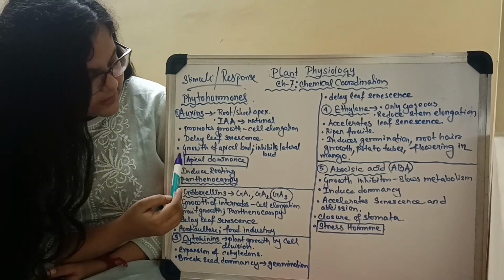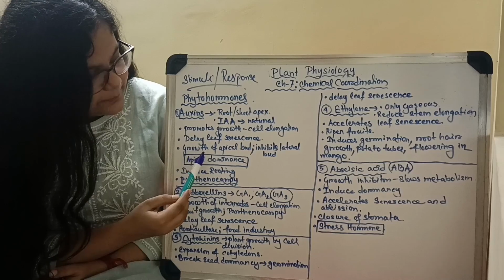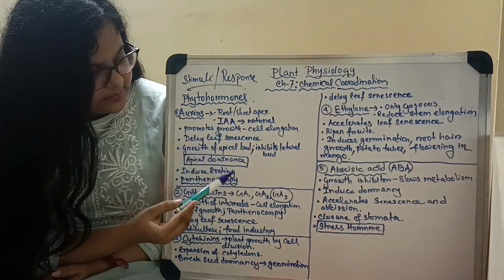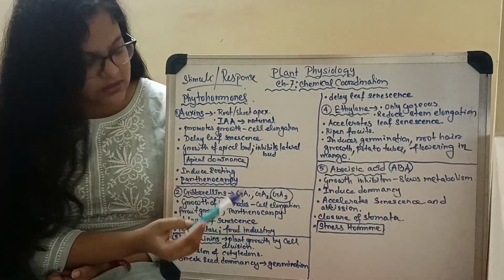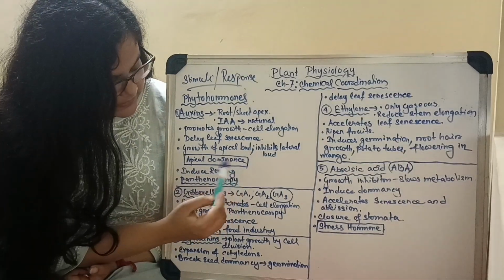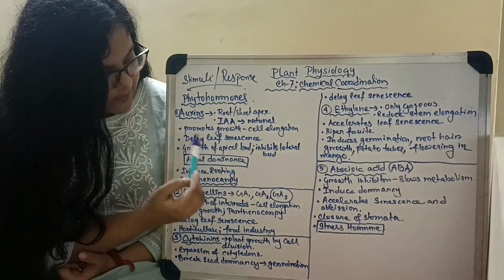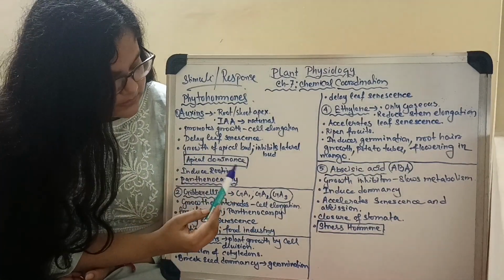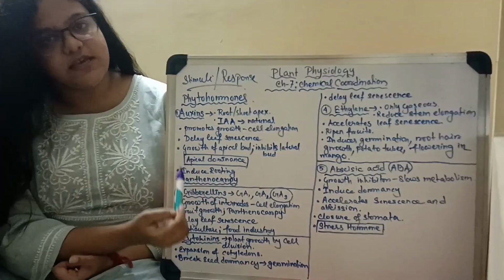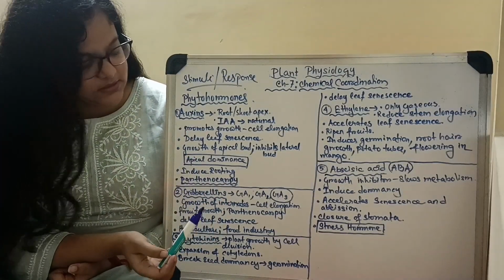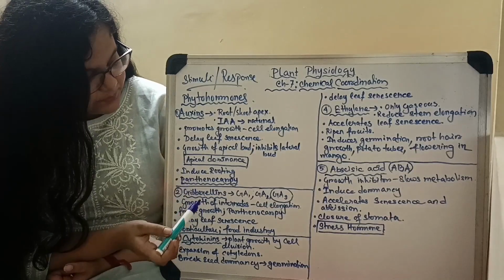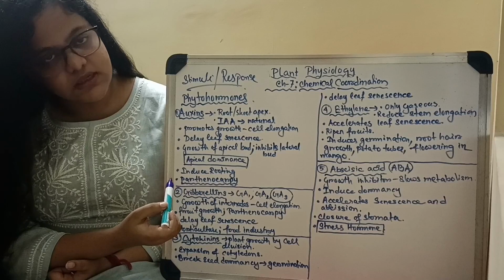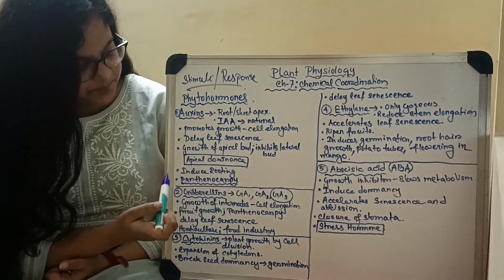Next, it helps in the growth of apical buds, but it inhibits lateral buds. This growth of apical buds and the inhibition of the lateral buds is known as apical dominance. Thus auxins help in apical dominance, that is the growth of the apical buds on the twigs of the plants.